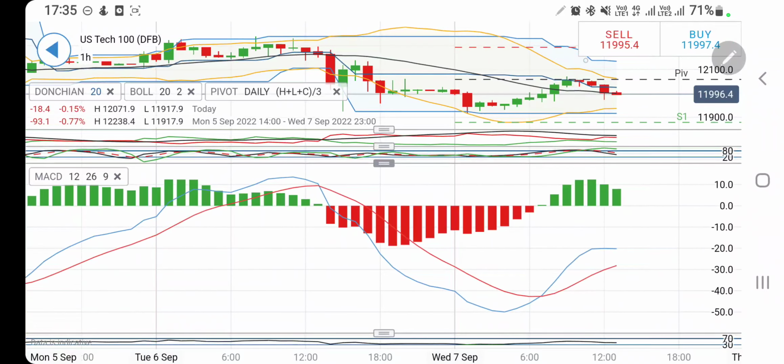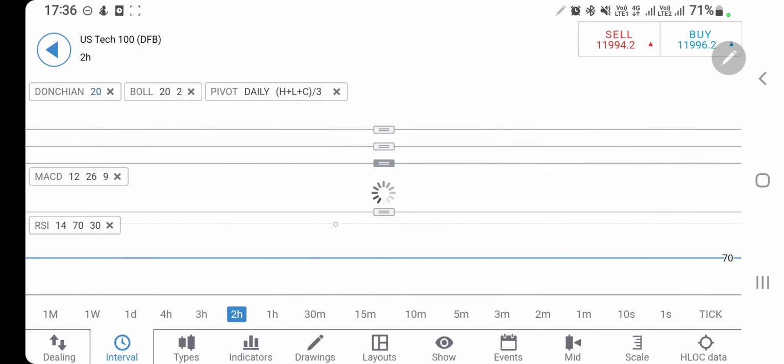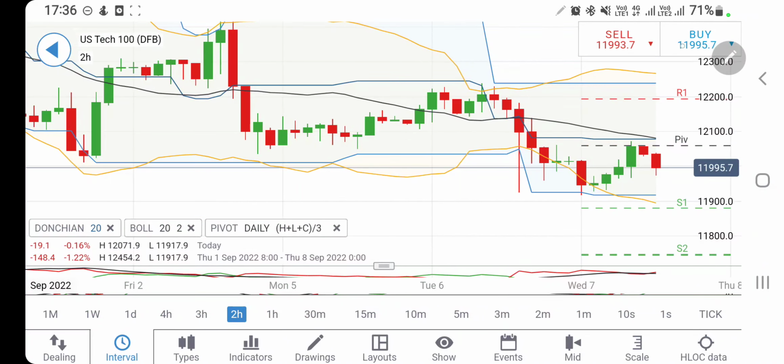Stochastic is looking downwards. The MACD is trying to converge here. It is bullish so far. RSI trading flat. And on the 2-hour charts, now see what we have seen on the 2-hour charts is the formation here. This is the rhythmic formation and this is the megaphone pattern. And this is trying to reverse, retrace a little.